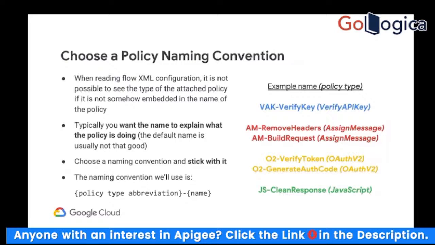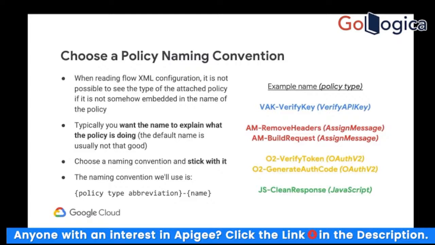Now in Apigee, how to choose a naming convention. If the project is newly started and you have control on how to define the naming, this is the official recommendation from Google Cloud. When we are creating the policy name, the name should be a combination of two things. One is the abbreviation of the policy type, for example VAK for verify API key, AM for assign message, and then the activity that it is doing.